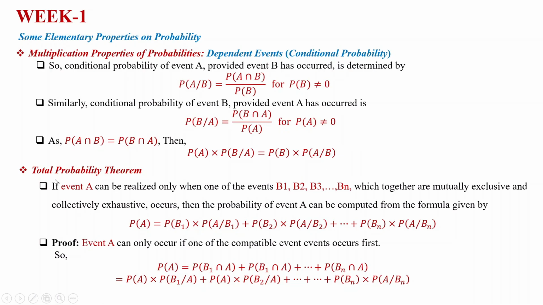And what is the total probability theorem? Here we have considered the occurrence of only one event, B, but if we consider multiple events, suppose event A can be realized only when one of the events B1, B2, B3 up to Bn, which together are mutually exclusive and collectively exhaustive, occurs, then the probability of event A can be computed from the formula given by this. Probability of A equal to probability of B1 multiplied by probability of A upon B1.